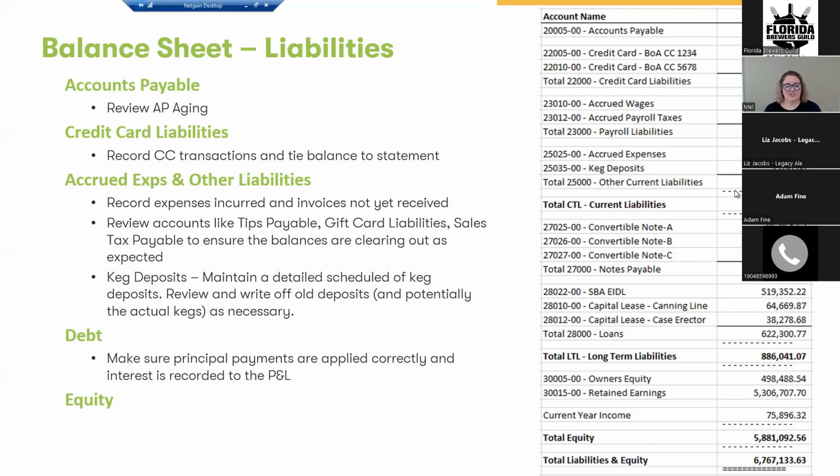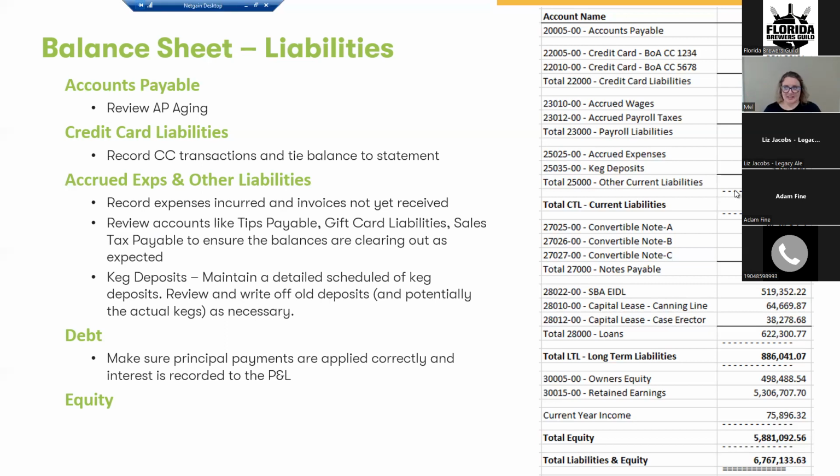The only thing you really have to look at with debt is when you're making your payments on your loans. If you're making payments on your loans, just make sure the principal and the interest portion of the payments was applied correctly. So principal is actually reducing the amount of debt you have, and then that interest expense is being booked on the P&L.